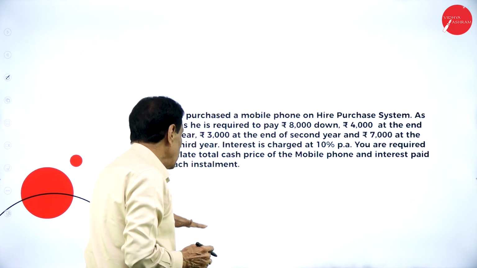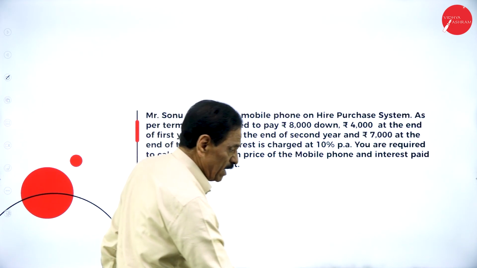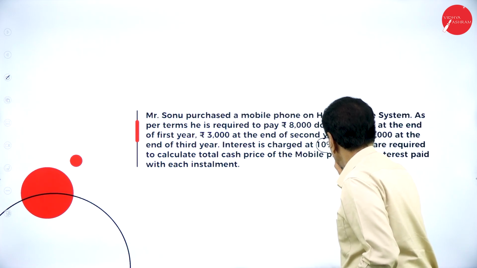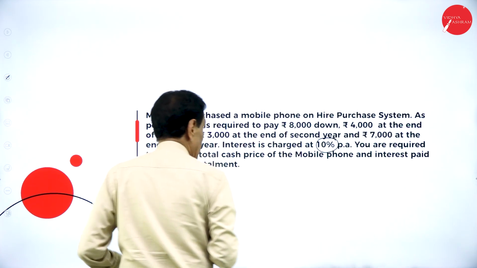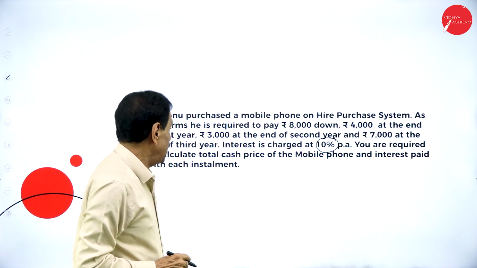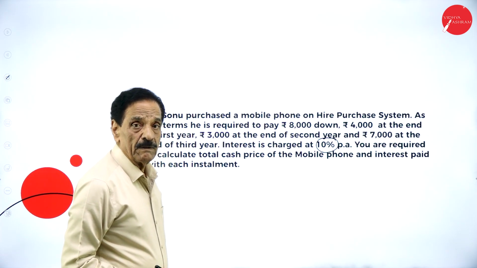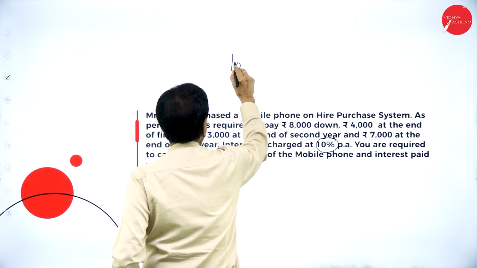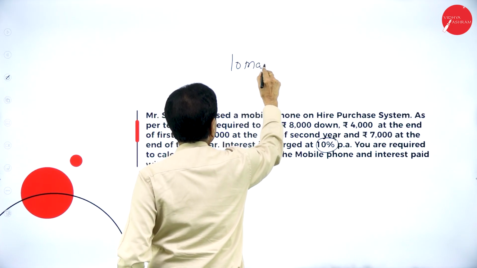So here each installment includes the interest. How to calculate the interest? What's the rate of interest? 10%. You are required to calculate the total cash price of the mobile phone and interest paid with each installment. Slowly, this is for 10 marks. Section B.